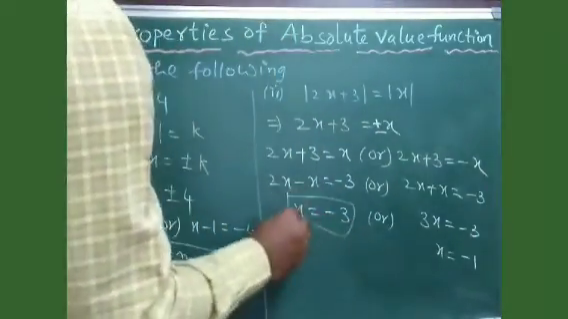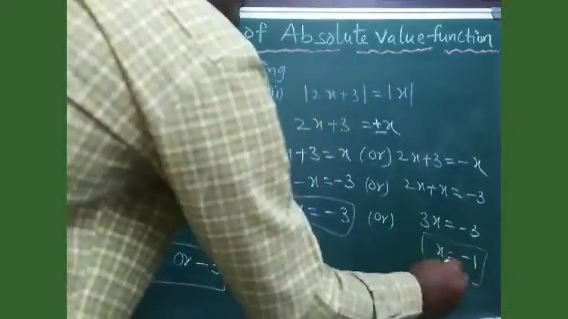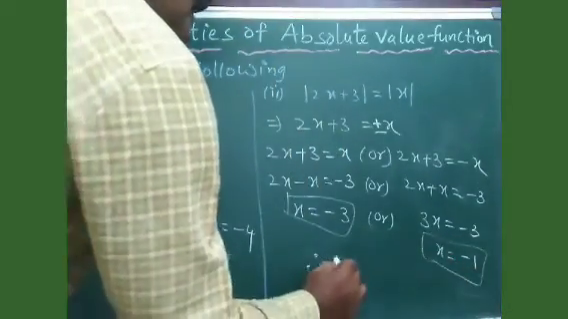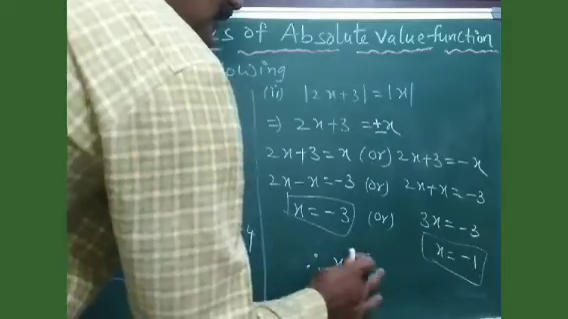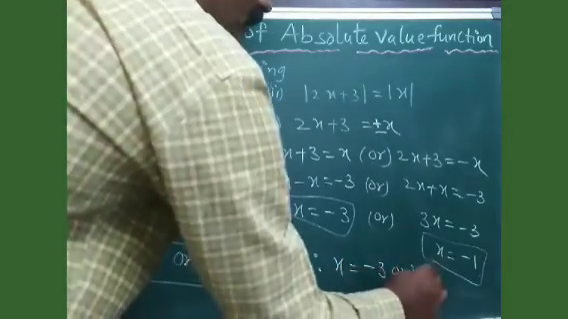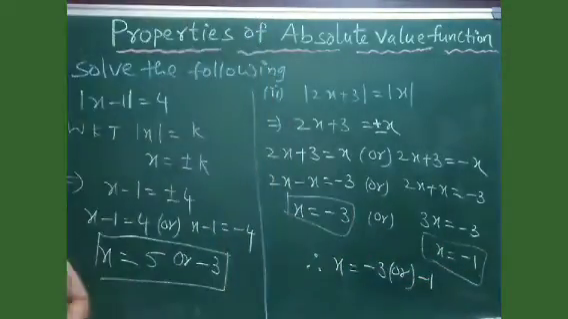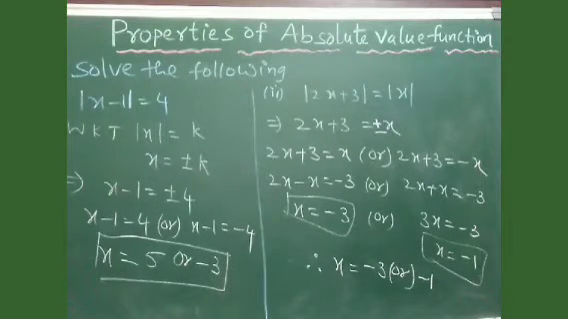Here x is equal to minus 3 and x is equal to minus 1. Therefore finally x is equal to minus 3 or minus 1 is the solution of the given modulus function.